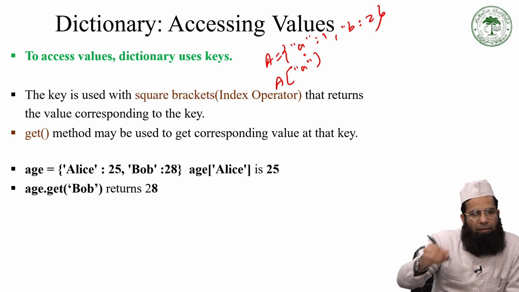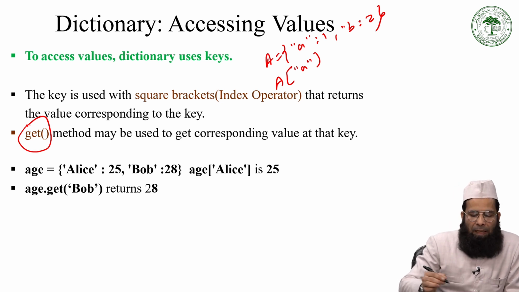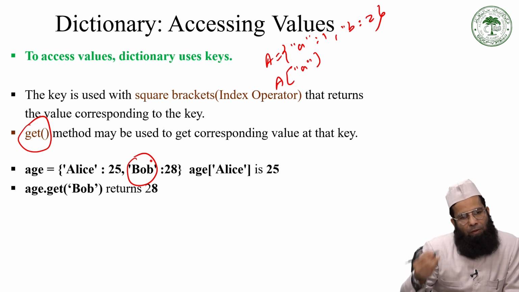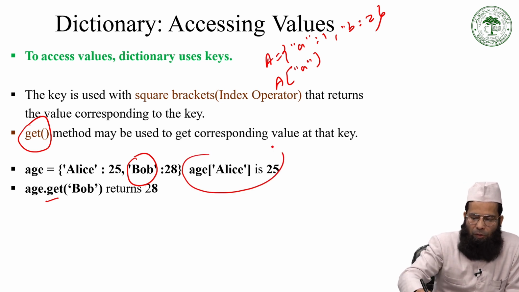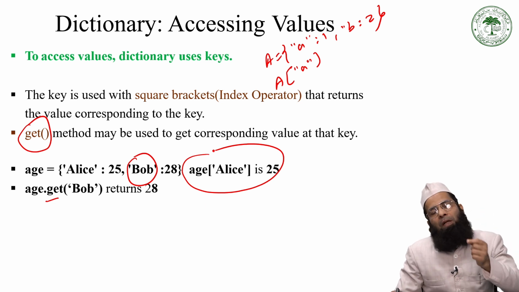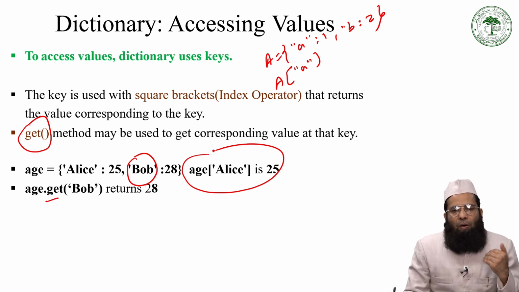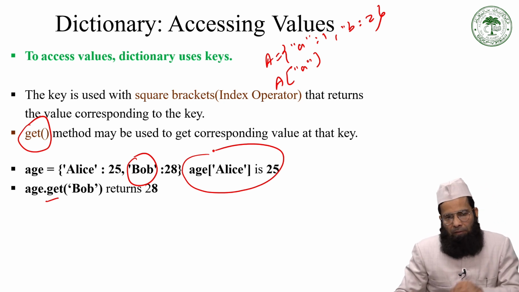Otherwise, you can also access data using the get method. Like in this case, this is the key, so you can access the value for this particular key using the get method. So it would return 28. So these two options are available as far as accessing values is concerned: either you can use the index operator with the key, or you can use the get method. We will see one more form of the get method in the next slides.